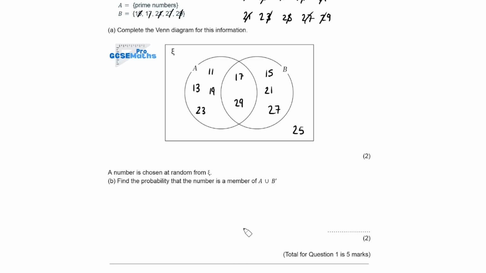A number is chosen at random from the universal set. Find the probability that the number is a member of A union B apostrophe. So, first of all, the union bit, the U shape means or, A or, and then the apostrophe means not. So that's A or not B. For A, let's highlight A, that would obviously be the whole circle of A. And then not B would be everything outside of the B circle. So you can see what we've got.